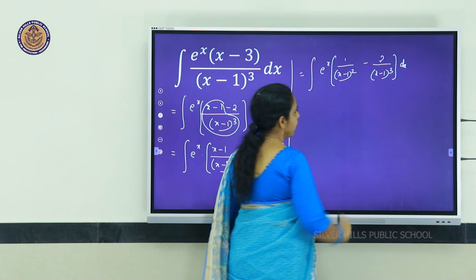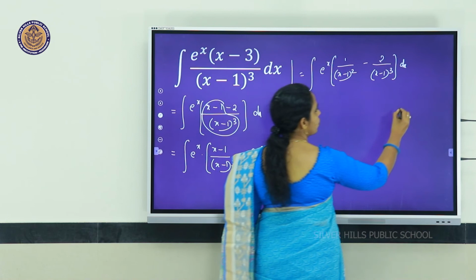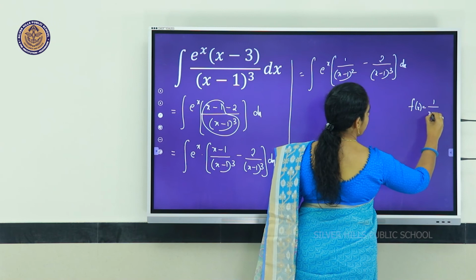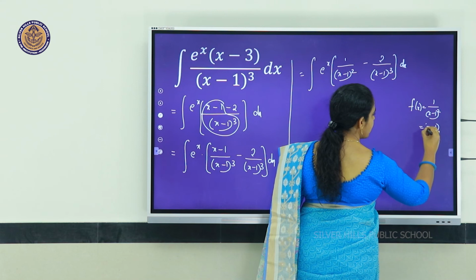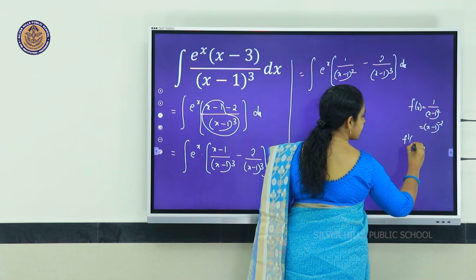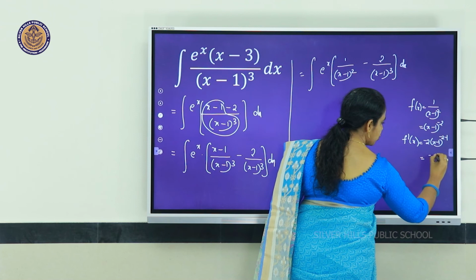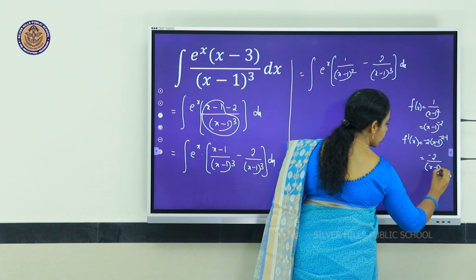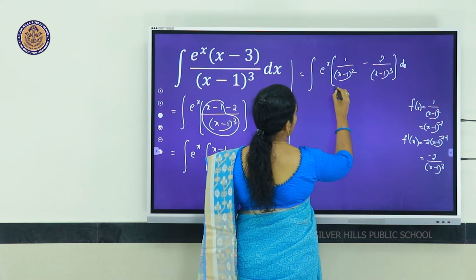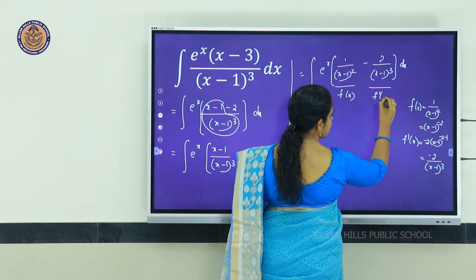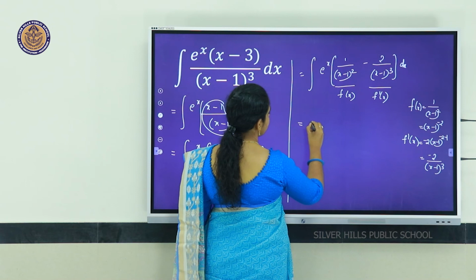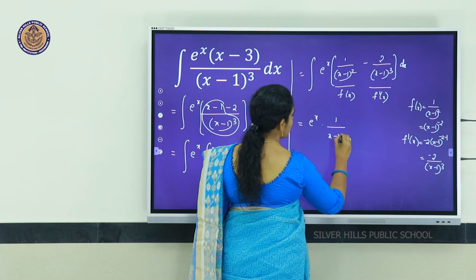Let us substitute f of x as 1 by x minus 1 whole square. F of x equal to 1 by x minus 1 whole square, which is x minus 1 whole raised to minus 2. So, what will be the derivative f dash x? Minus 2 x minus 1 raised to minus 2 minus 1 equal to minus 2 divided by x minus 1 whole cube. Is it seen here? Yes. So this is your f of x and the next part is your f dash x. So what will be our answer? Equal to e raised to x into 1 by x minus 1 whole square plus the constant c.